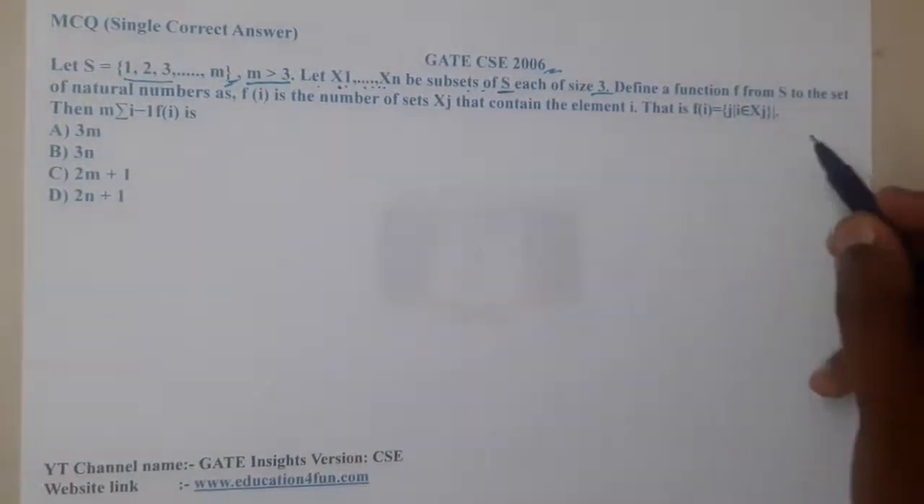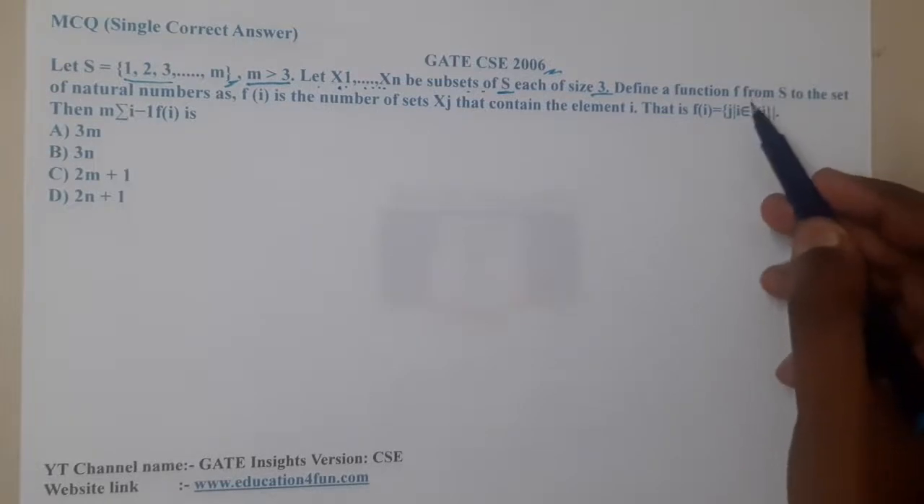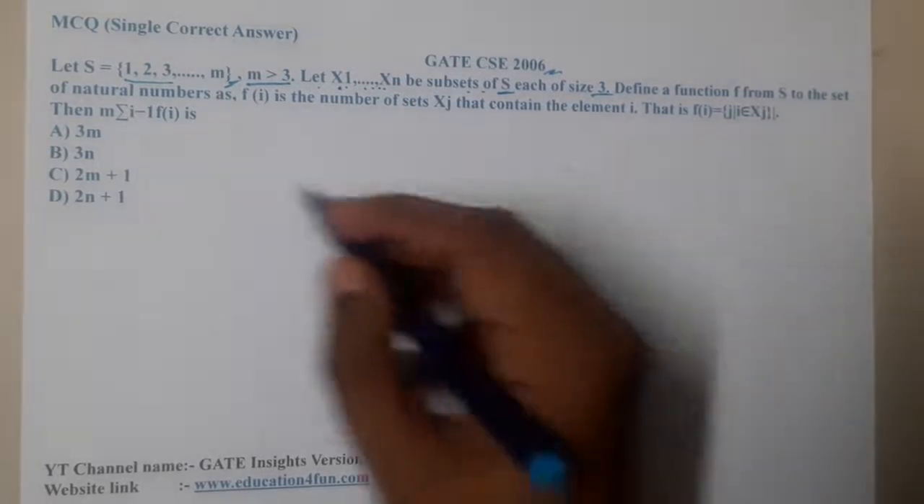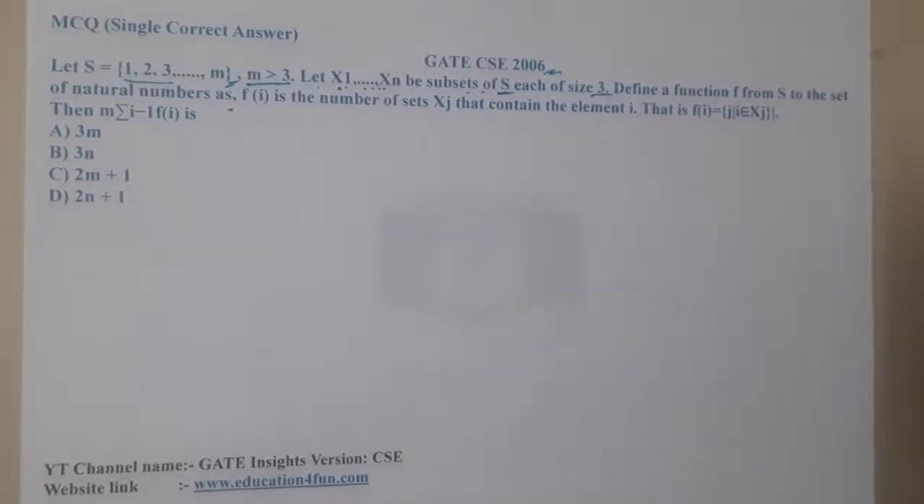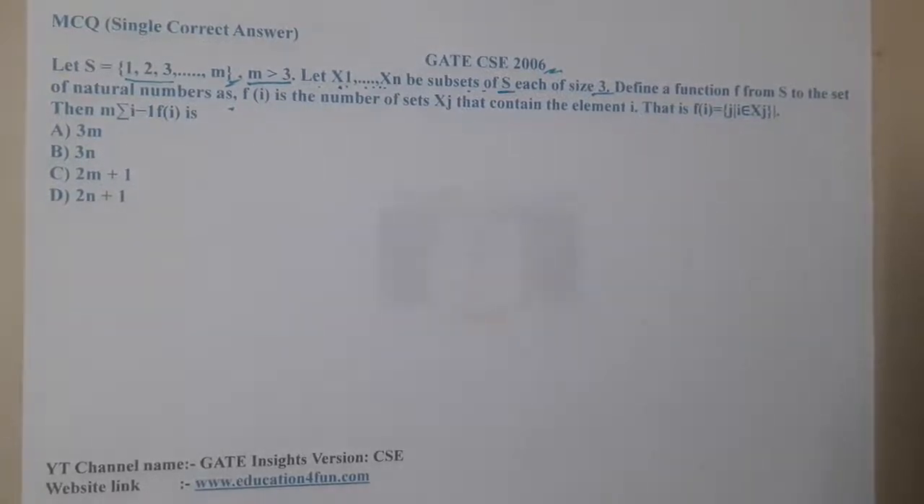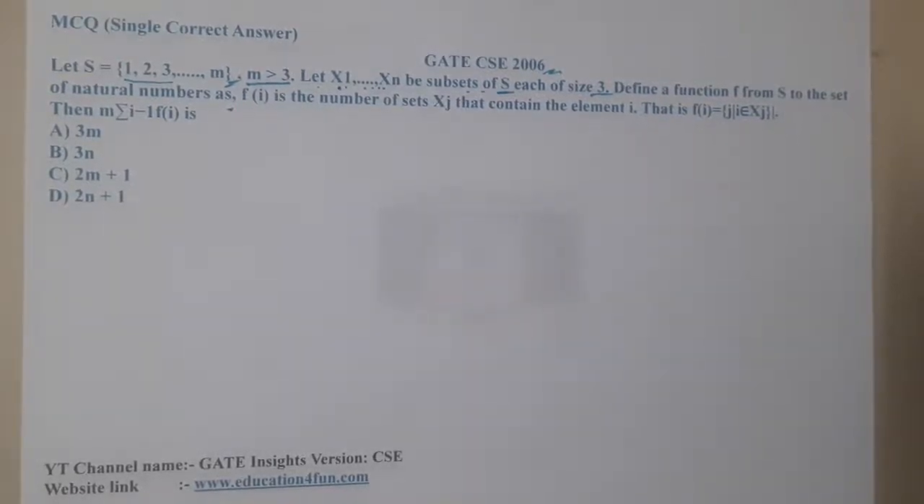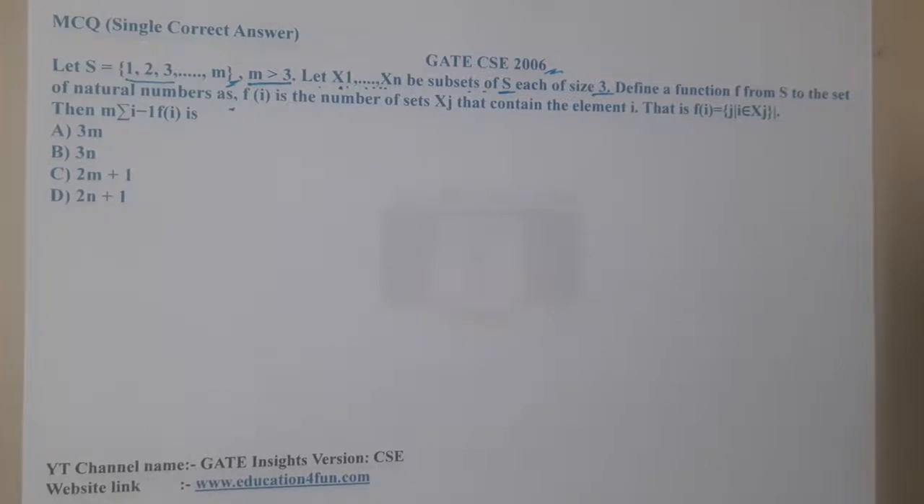Define a function f from S to the set of natural numbers, where f of i is the number of sets xj that contains the element i. That is, f of i is equal to the count of j such that i belongs to xj. Then the sum from i equals 1 to m of f of i is.